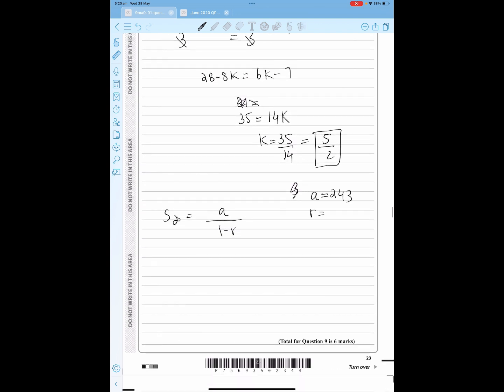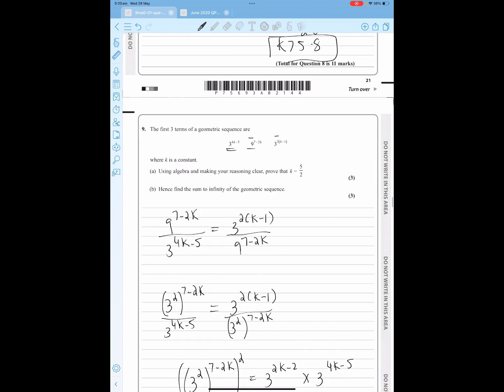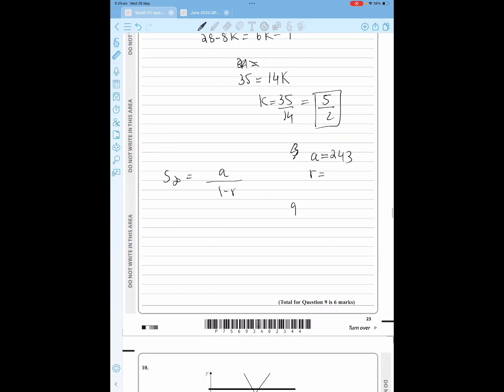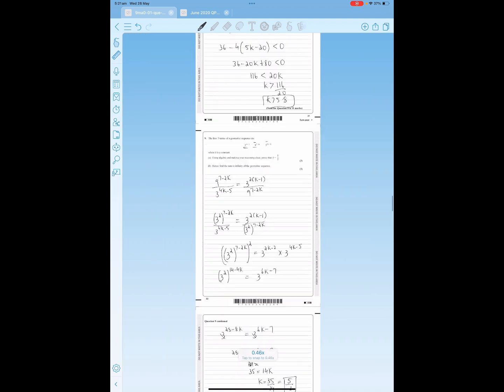Your common ratio you also have to calculate. So 9 to the power 7 minus 2 times 5 over 2. You get 81. So you have 81 and you have 243. So you divide those terms and you get a common ratio of 1 over 3. So now you can use this formula. Sum to infinity, 243 over 1 minus a third. And you get 729 over 2. And that's your answer for part B.